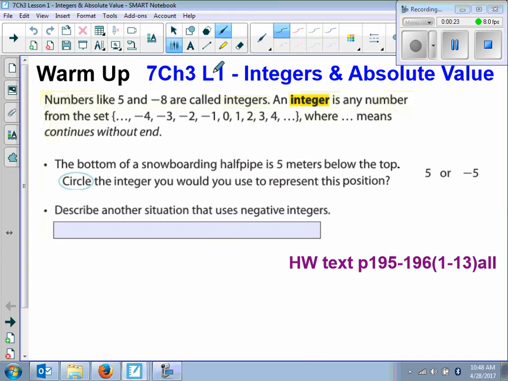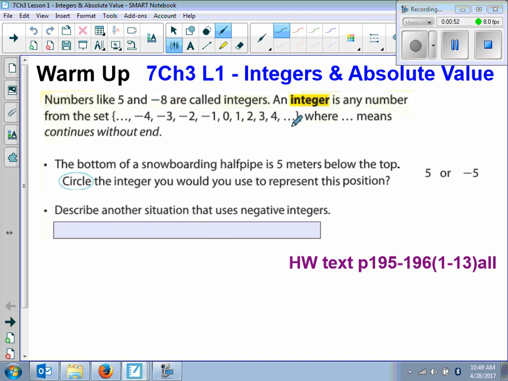So if I'm looking at this set of numbers, we've got -1, -2, -3, -4, dot, dot, dot. That means that this set of numbers will go forever to infinity in the negative direction. Okay? On this side, we have 1, 2, 3, 4, dot, dot, dot. That means that it continues without end in the positive direction also.